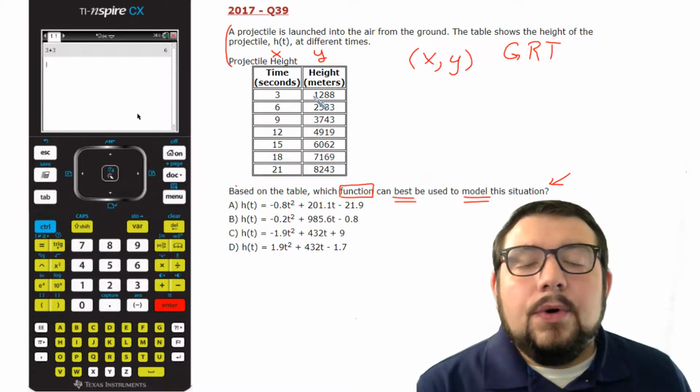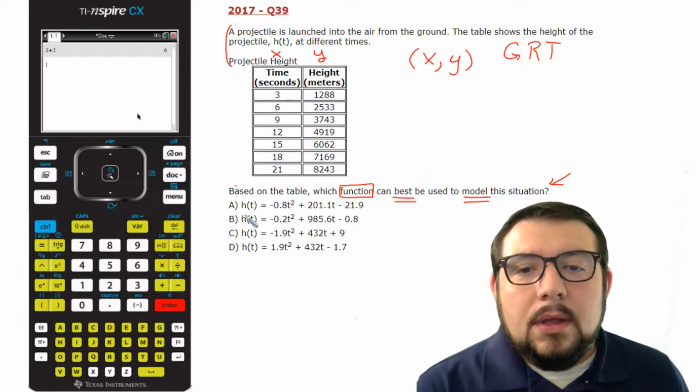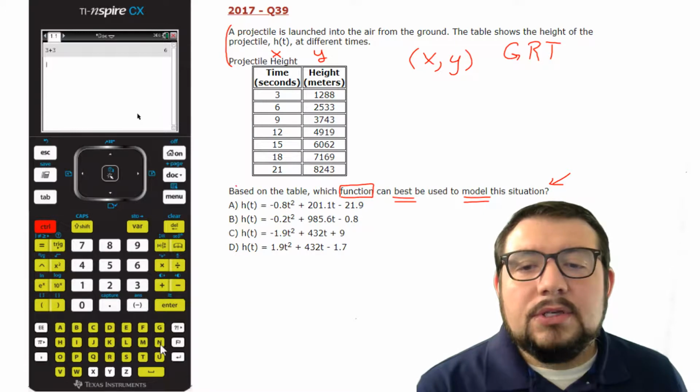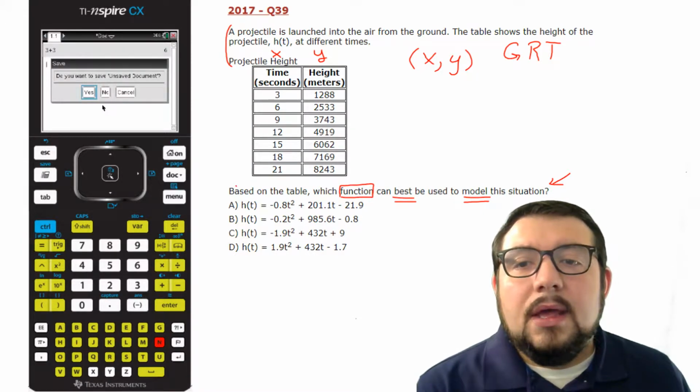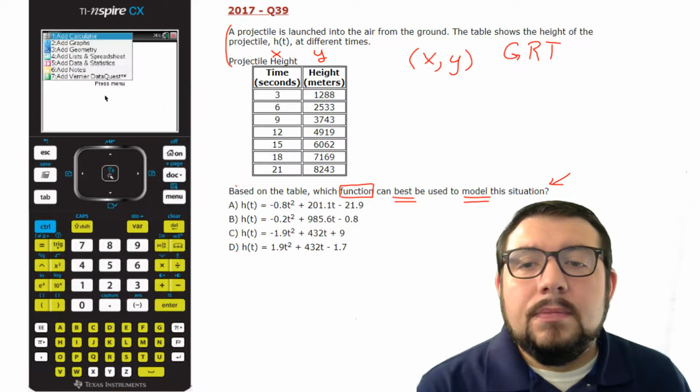Anyway, GRT. That's the calculator strategy we're going to use, and I'll explain it as we go. So we're going to take our first function here, and we're just going to go to the calculator and press Control N for a new problem, and we're going to always choose the word no. If it asks us a question, we have to choose no.